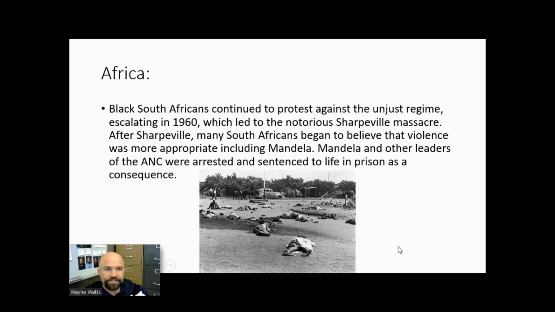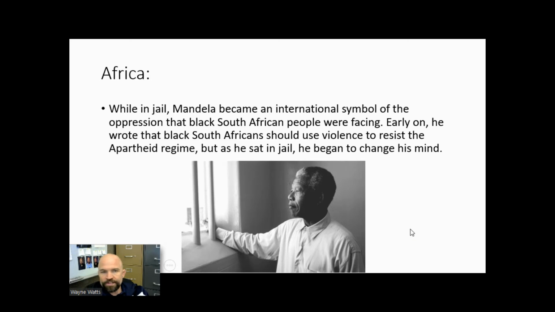Black South Africans continued to protest against the unjust regime, escalating in 1960, which led to the notorious Sharpeville massacre. After Sharpeville, many South Africans began to believe that violence was more appropriate, including Nelson Mandela. Mandela and other leaders of the ANC were arrested and sentenced to life in prison as a consequence of a terrorist attack that they engaged in. While in jail, Nelson Mandela became an international symbol of the oppression that black South African people were facing.